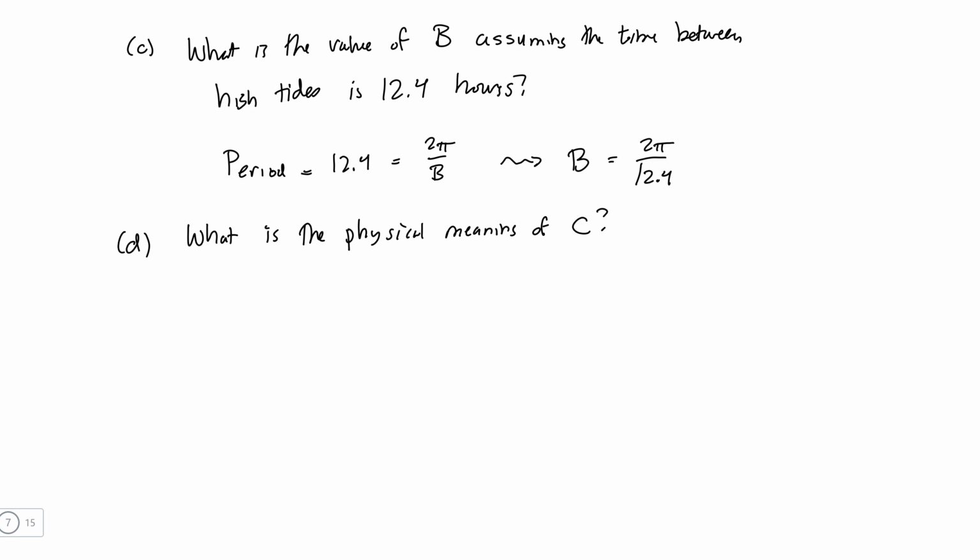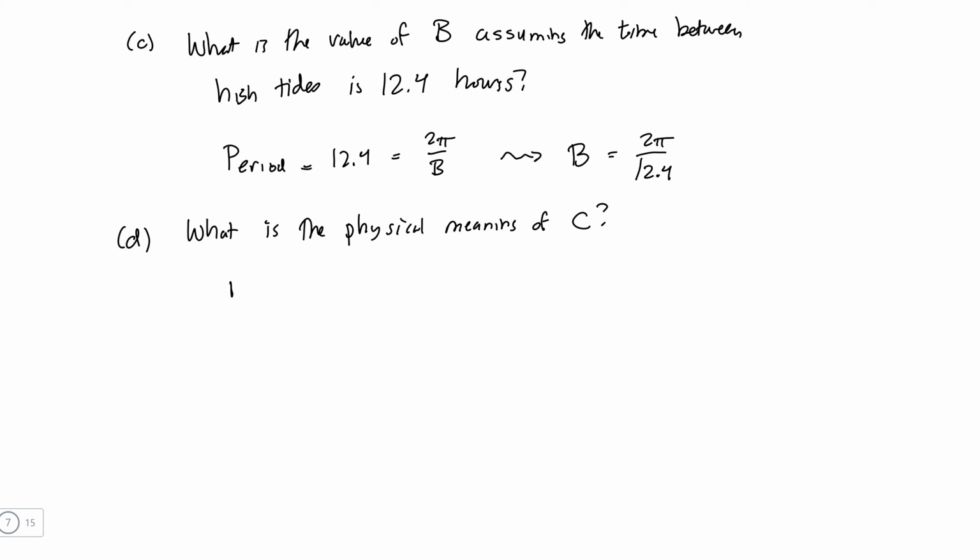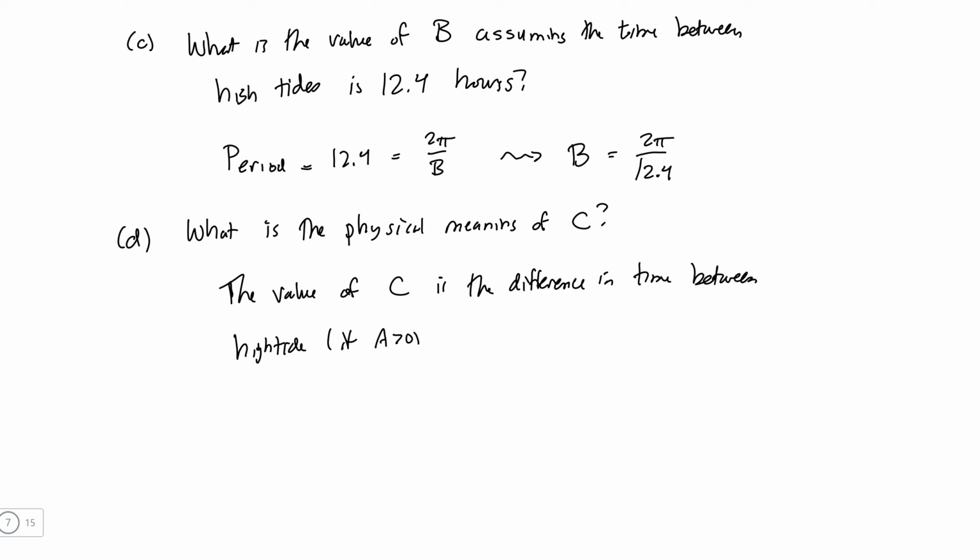So depending on the sign of A, the value of C is the difference in time between high tide, if A is bigger than 0, and midnight, or low tide, if A is less than 0, and midnight.